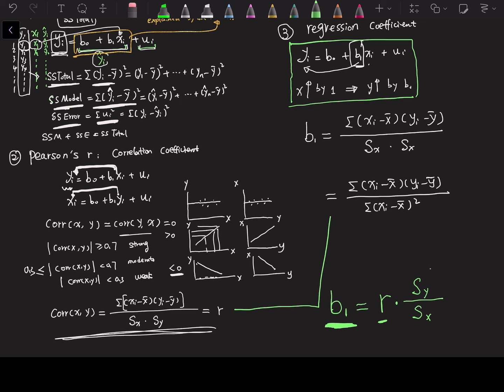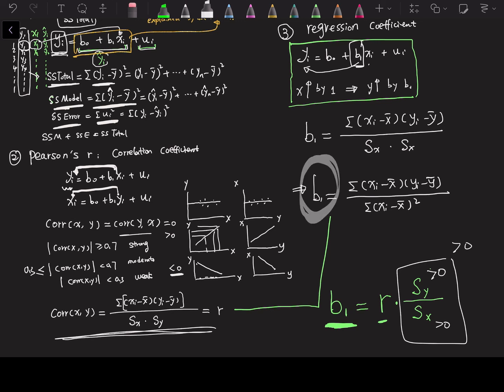Because the standard deviation of y is greater than 0, this whole factor is always positive. That means B1 always has the same sign as Pearson's R. If Pearson's R is 0, B1 is 0, because the numerator is 0 and the denominator cannot be 0. If B1 is 0, Pearson's R equals 0. If R is positive, B1 is positive. If R is negative, B1 is negative. But they have different magnitudes, so R and B1 could be different values, but they have the same sign.